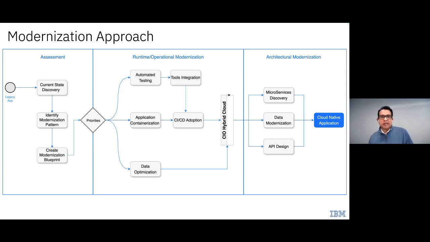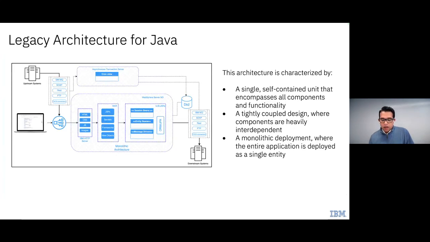So moving on to a deeper dive on Java. You may have seen this, this is your typical, very generic J2EE application. This architecture is characterized by a single self-contained unit, which has all the components, all the functionality bundled together. It has a tightly coupled design where components are heavily interdependent. So for example, if you need a simple UI change, you may end up changing everything in this particular architecture, which takes more time.